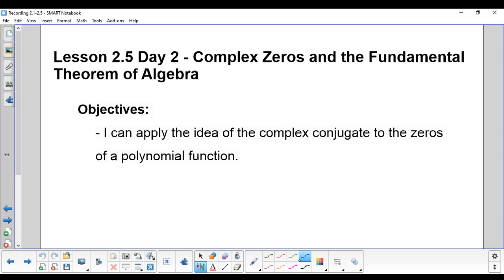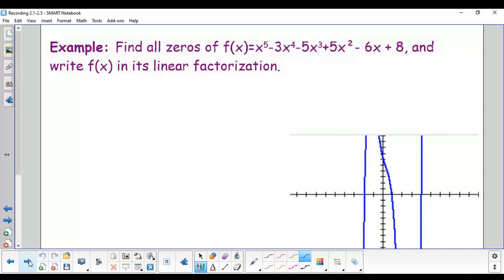2.5, Day 2. Today we're going to continue to talk about complex zeros. We're going to talk about how to do synthetic division with complex zeros, and just kind of put the whole process back together. So I have two big examples for you today, and we'll go ahead and get started.